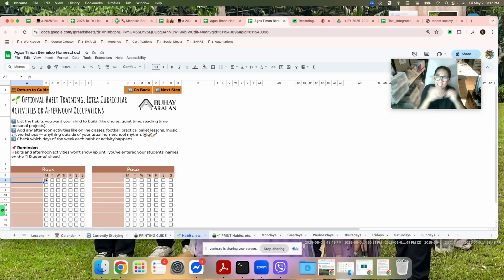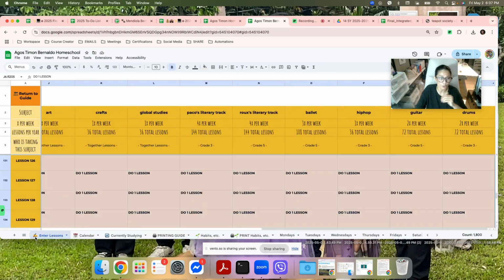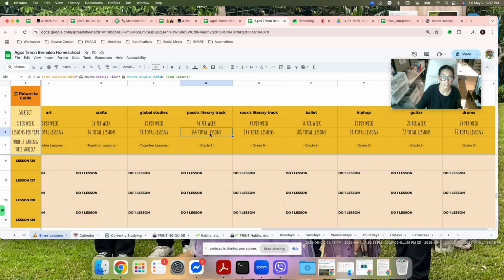So, you don't need to use all of the features of the planner. Some people just use it as a reference or lapagan, kumbaga, ng lessons that they consolidate, especially if you're using several other resources. Some people use the lesson planner to plot chapters to make sure that it fits, kung ganyan, 144 lessons or readings. So I hope this helps you plan a very rhythmic, flowy, and easy homeschool year. Salamat!